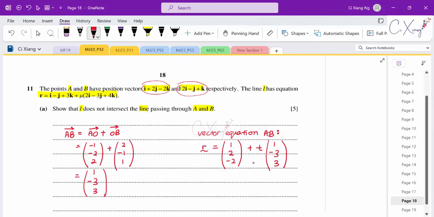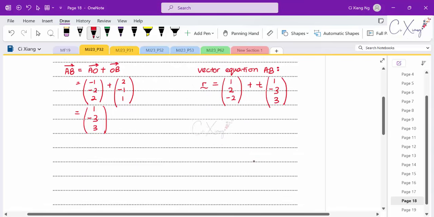For all the components in the vector equation, that means in the components x, y, and z, if you substitute the value of t that you found just now, it should be true, and also the mu, it should be true. But if let's say they do not intersect with each other, then the values of mu and t, after you substitute them into the vector equation, somehow at some point they are not the same. So let us start.